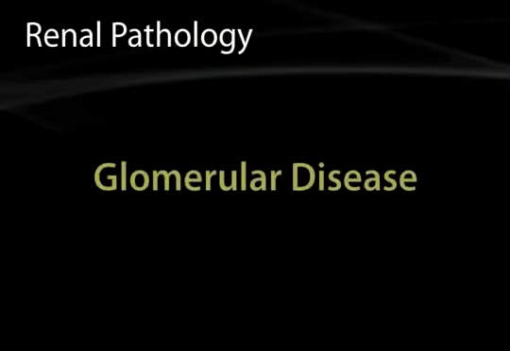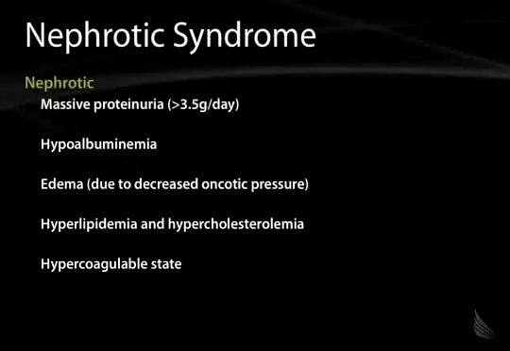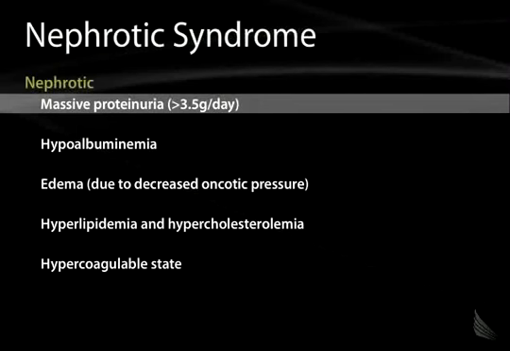Kidney diseases can result from dysfunction of any part of the kidney. In this section, we'll talk about diseases that result from dysfunction of the glomeruli, called glomerular diseases. Nephrotic syndrome is characterized by massive proteinuria, that is spilling of the protein into the urine.